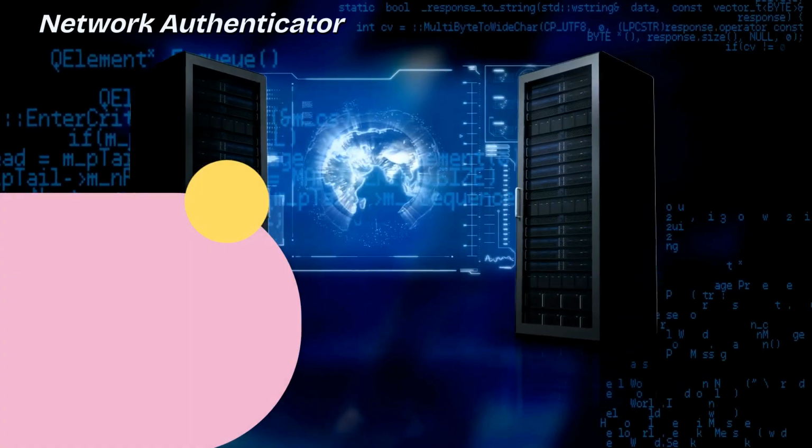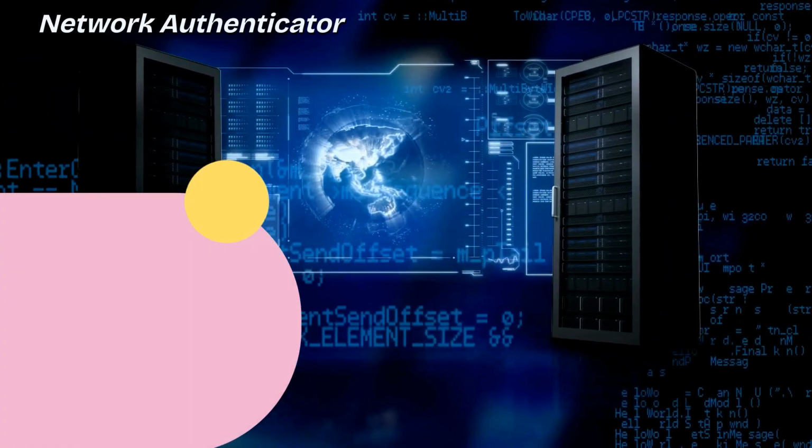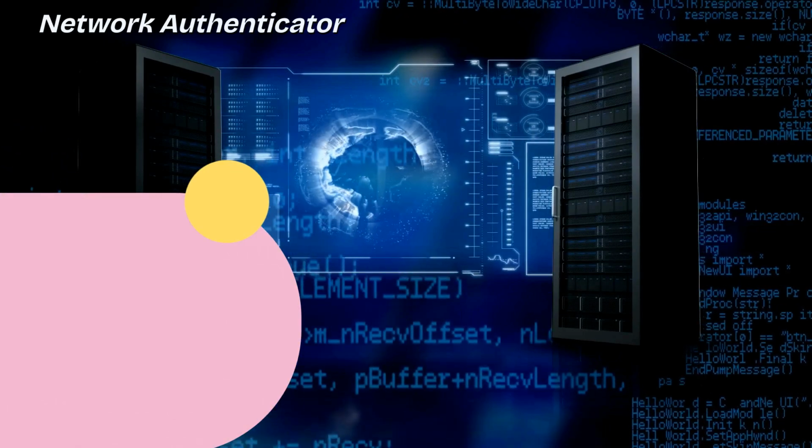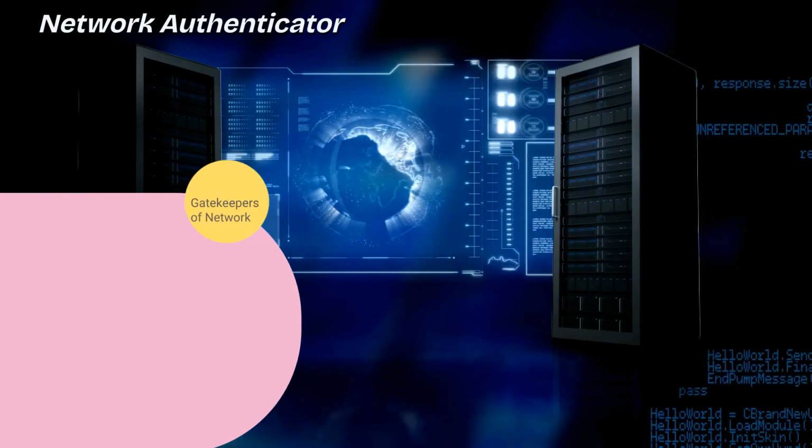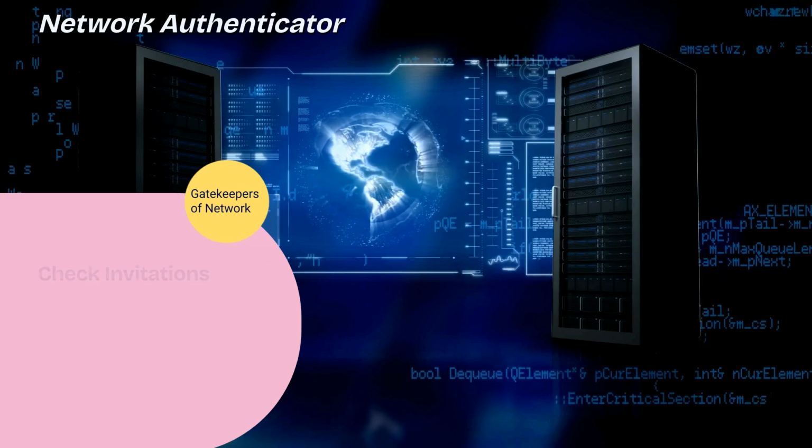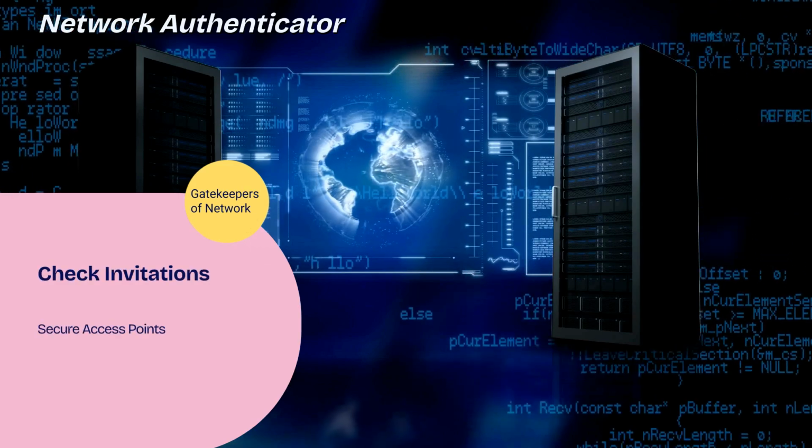That request then goes to the authenticator, which is like the friend who checks if you're actually invited. In network terms, this is usually your network switch or a Wi-Fi access point. They're the gatekeepers, making sure no uninvited guests walk in.